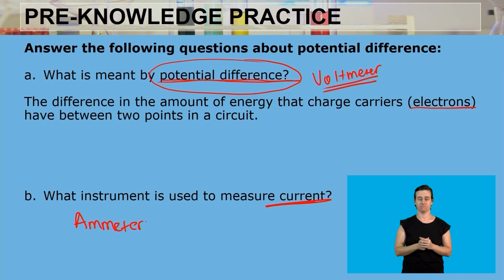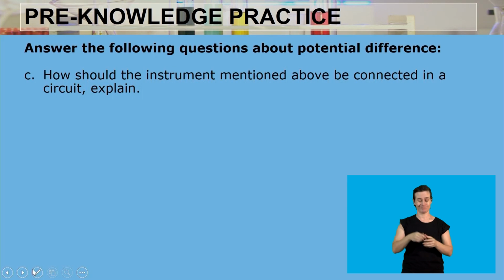We also remember that the ammeter has low resistance, so how we connect it in any circuit diagram matters. However, the voltmeter has a high resistance, so when it is connected to measure the energy between the two points, it must always be connected in parallel. Now here, they are asking, how should the instrument mentioned above be connected in a circuit? And we need to explain.